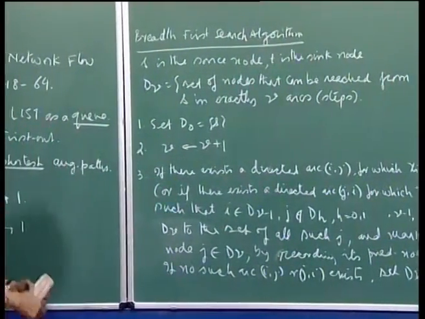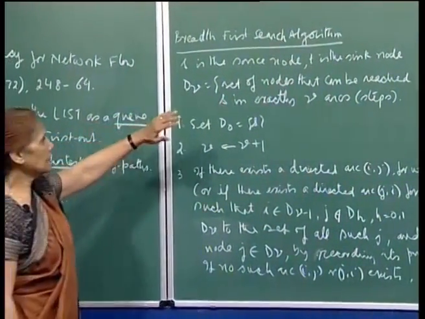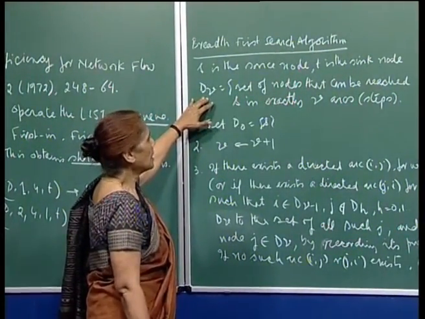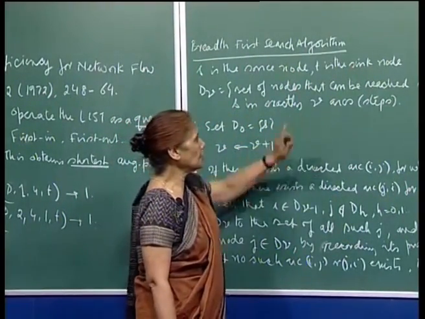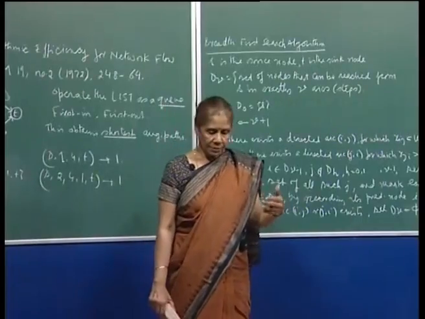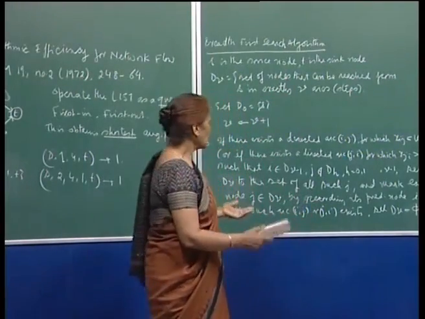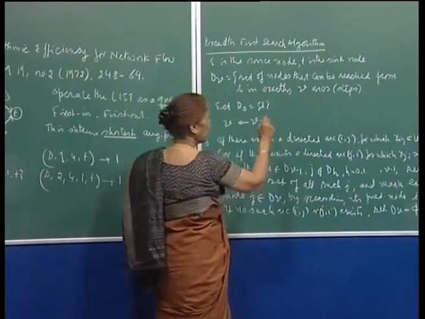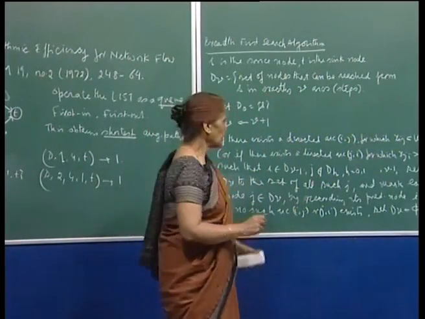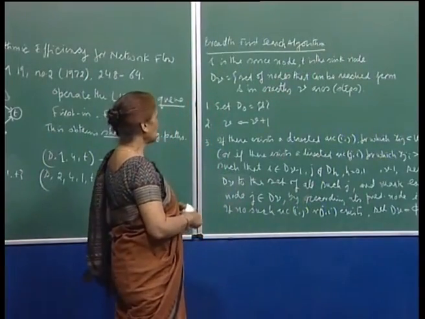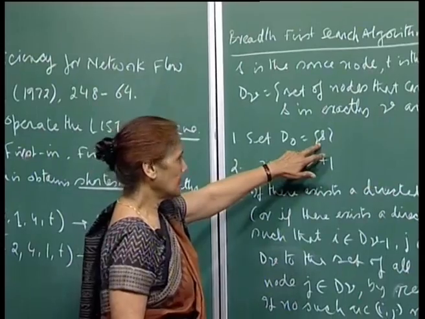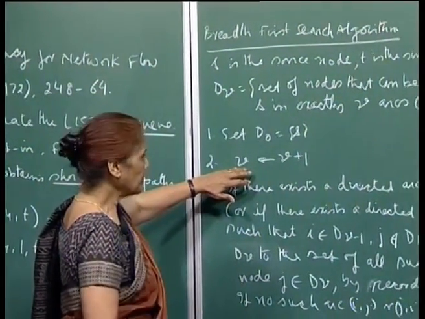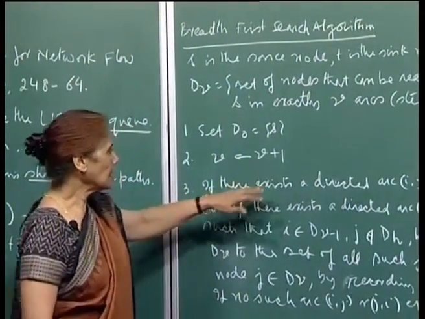So, the idea here is, of course, S is your source node, T is the sink node. Then we will define D nu as the set of nodes that can be reached from S in exactly nu arcs. So, we are now going to define a set D nu, and we will say that the path from S to a node in D nu has exactly nu arcs in it. And it is very easy to construct such a set. So, let us start with D 0 as the node S. Then if you are working with nu, you go to nu plus 1, the next set.